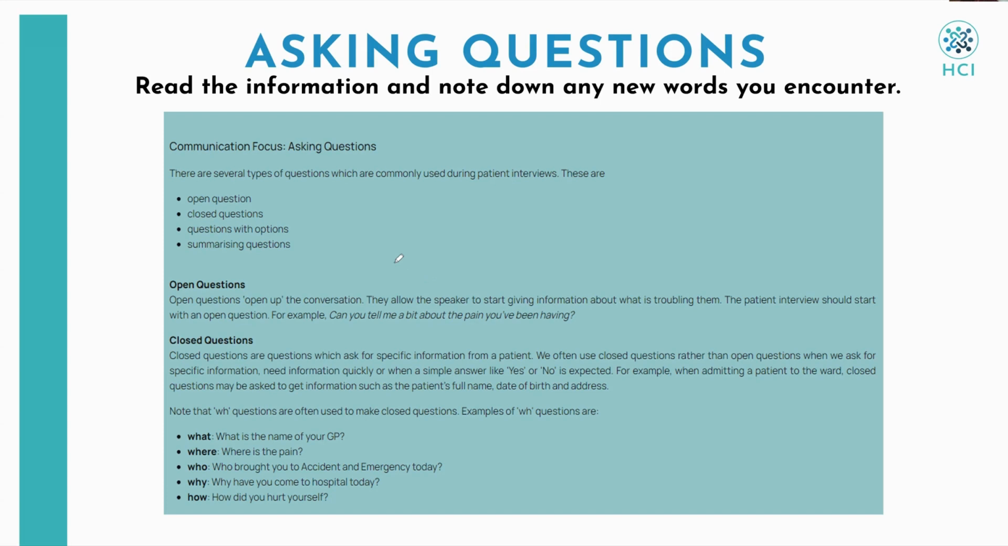Okay, so as you can see, you have open questions. So open questions, you can think of them as wide questions where you ask the patient to give you information. They're often longer questions. We have closed questions where you want to find specific information, and often we can use what questions. So what, where, who, why, or how. And here you expect a short answer from your patient.